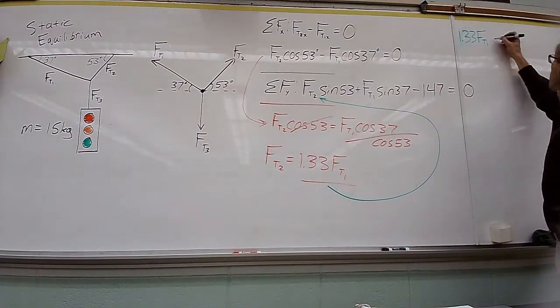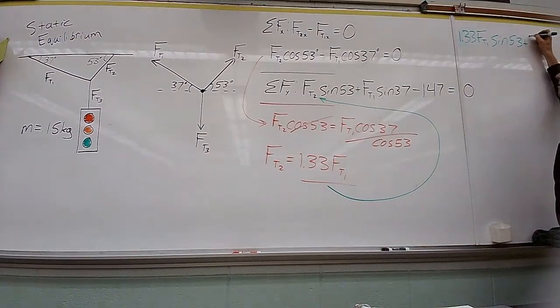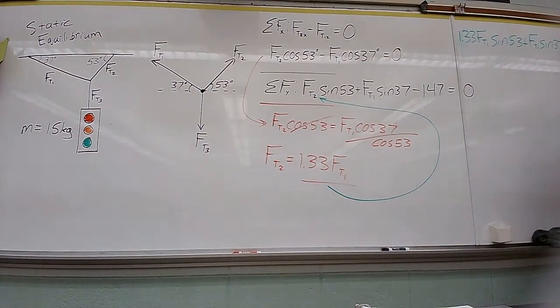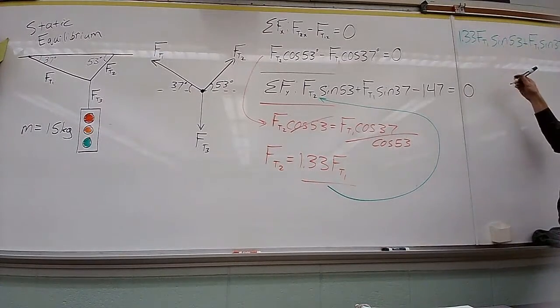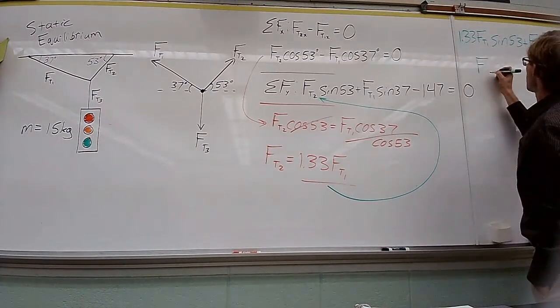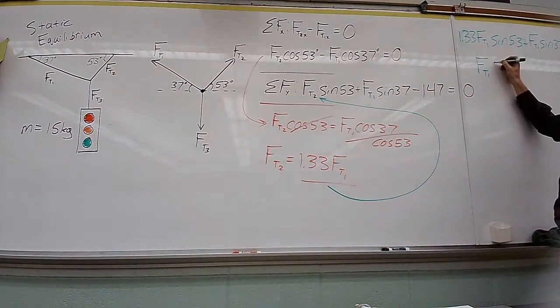1.33 FT1 sine 53, sine 37 minus 147 equals 0. That's one equation with one unknown. So the next step, I'm going to take the 147 and chuck it over on the right side. I'm going to take my FTs and pull them out, the opposite of distribute. I'm going to anti-distribute my FT1.